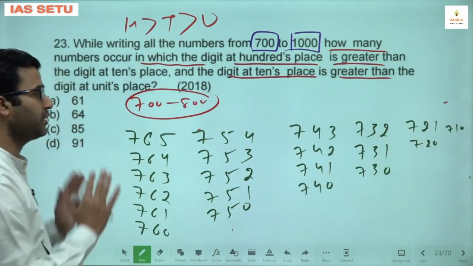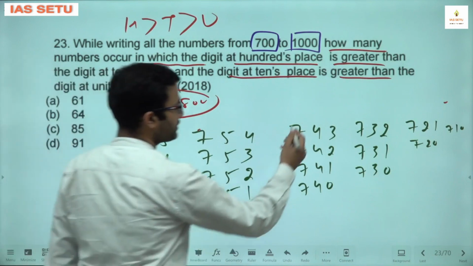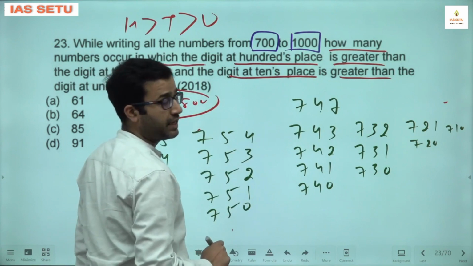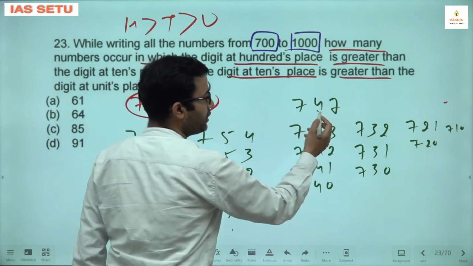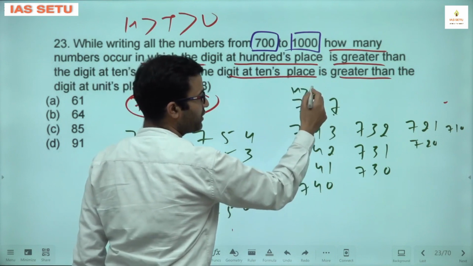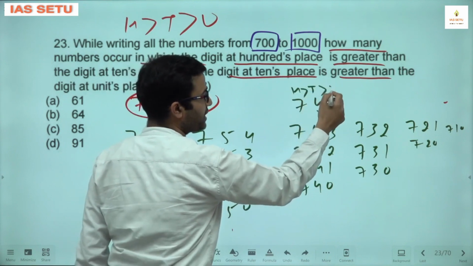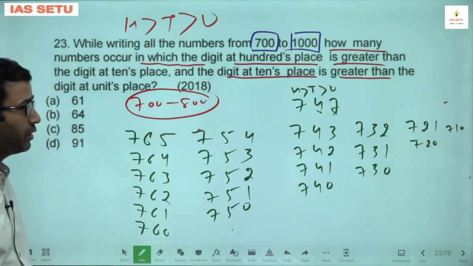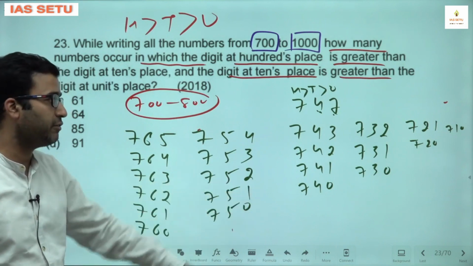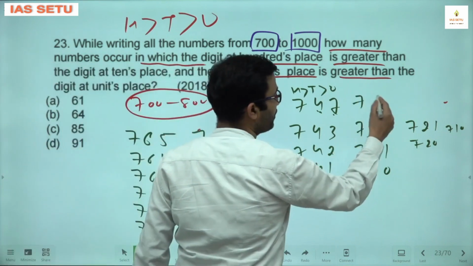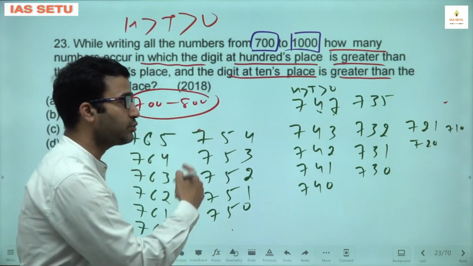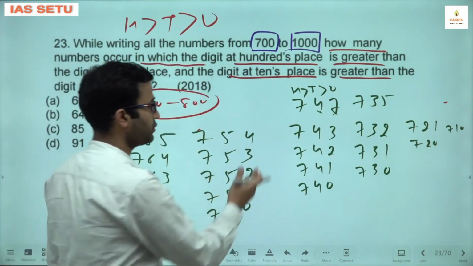If you take between 700 and 800 any other number, like someone suggests to me 747, but this 4 cannot be smaller than 7. It has to be greater than this. The 100 place has to be greater than the 10 place digit. The 10 place has to be greater than the unit place digit. So 743, 742, 741, 740. Similarly here, 735 not possible, because 3 cannot be smaller than 5. It has to be 732, 731, 730.